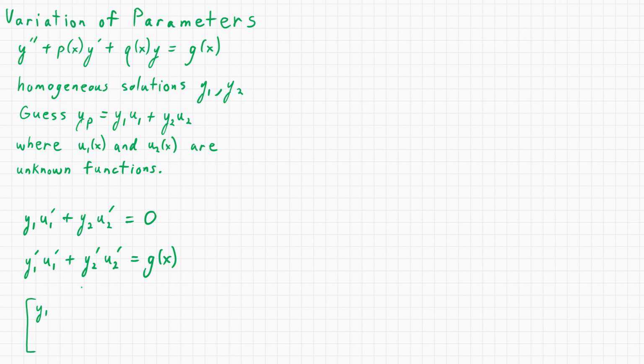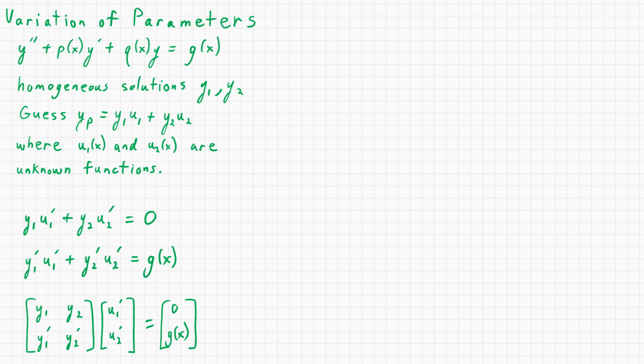y1, y2, y1 prime, y2 prime, times unknown functions, u1 prime, u2 prime, equals 0 and g of x. Right, we are given y1 and y2, and this is the Wronskian. And what's going to end up happening is we can solve this equation for u1 prime by itself and u2 prime by itself. The way that you do that is using this thing called Cramer's rule.